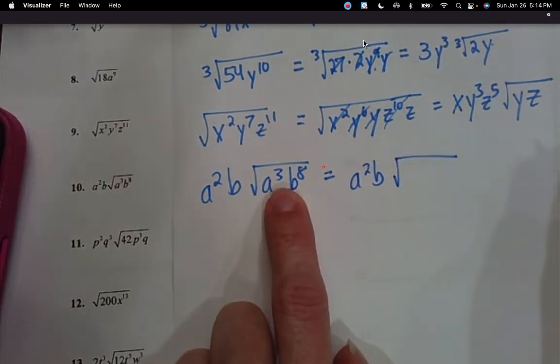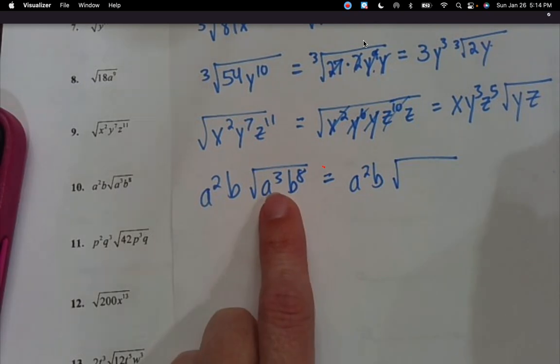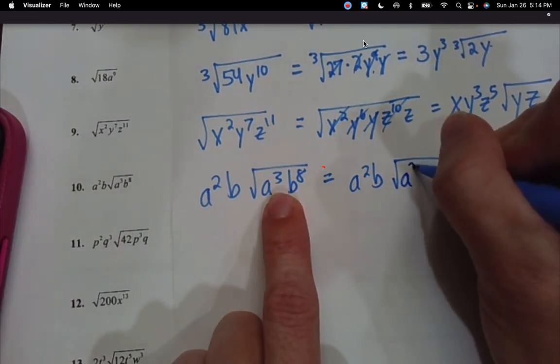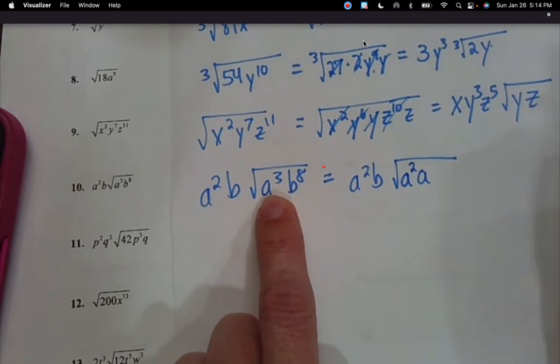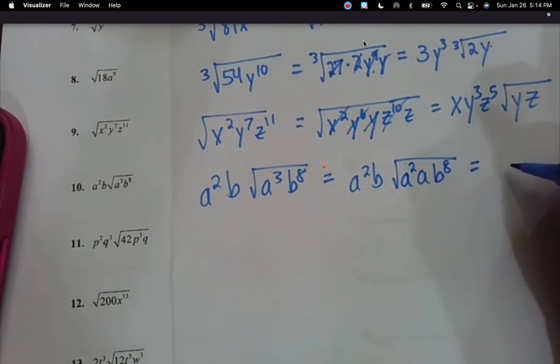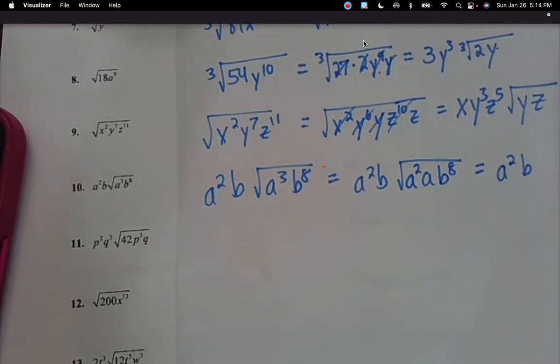Now, this is not divisible by 2. So let's split that up into 2 and one more. So I still have 3 a's written down. This one is divisible by 2, so we're good to go. I'll write my a squared b, and now let's divide out.